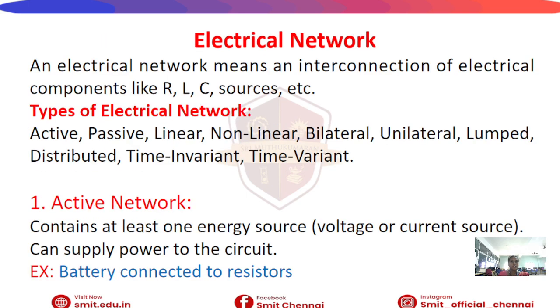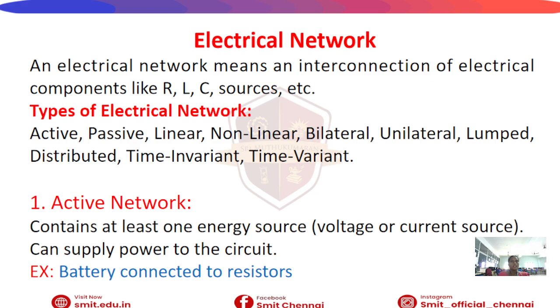Then electrical network. An electrical network is an interconnection of electrical components such as resistors, inductors, capacitors, and sources. The electrical networks are classified into different types based on their behavior and components. It has active, passive network, linear network, non-linear network, bilateral network, unilateral, lumped network, distributed network, time invariant network, and time variant network.